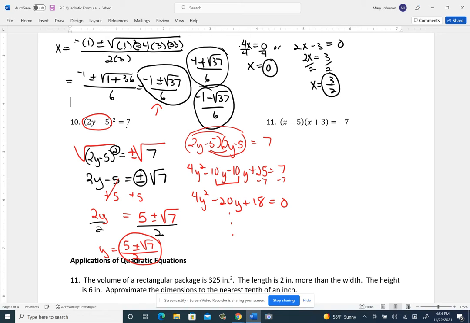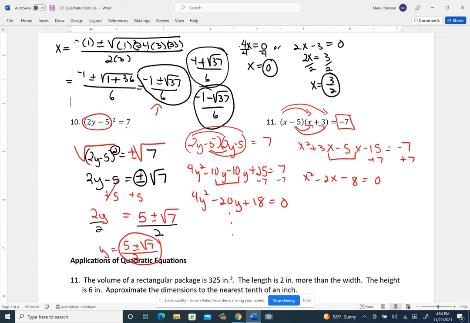All right, now with number 11, the way to think about this is that somebody factored before this over here was equal to 0. You're not supposed to factor until you got it equal to 0. So we have to fix the problem. So we're going to unfoil. We're going to get it back. It would be x squared plus 3x minus 5x minus 15. We're going to combine our like terms and add the 7. So we get x squared minus 2x minus 8 equals 0.